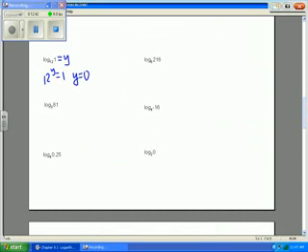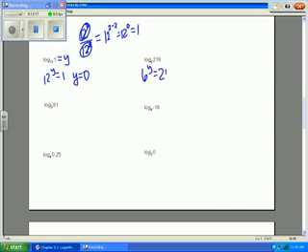Well, anything to the 0 power is 1, because let's say I had 12 squared over 12 squared. Rules of exponents say that's 12 to the 2 minus 2. Well, that's 12 to the 0, and what was 144 divided by 144? 1. So anything to the 0 power, that's a rule you should have memorized. Anything to the 0 power is 1. A billion trillion to the 0 power is 1.